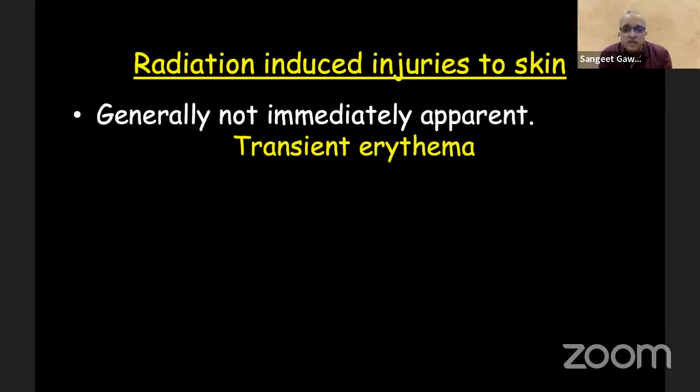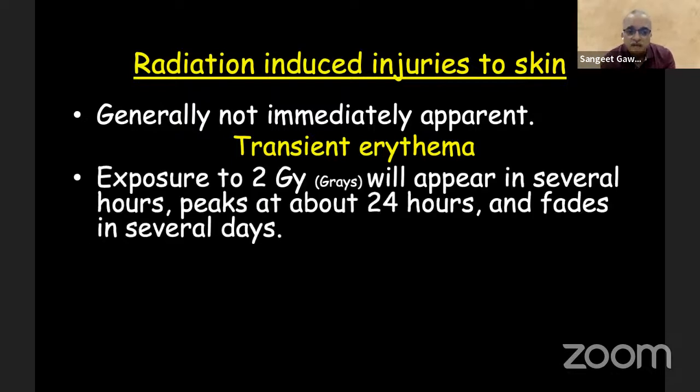So what is the damage to the surgeon and the OT personnel? Radiation-induced injury to the skin is generally not immediately apparent. Usually, it presents as a transient erythema. Exposure of 2 grays or 2 sieverts will appear in several hours, peak at about 24 hours, and fade in several days. So if you have been exposed to 2 grays, you will have erythema of the skin within 24 hours, and that will fade away in several days.